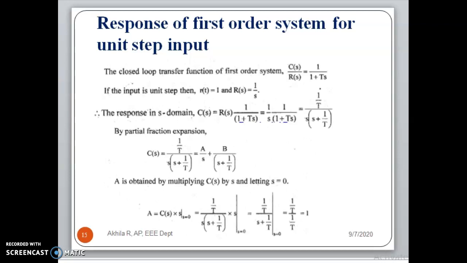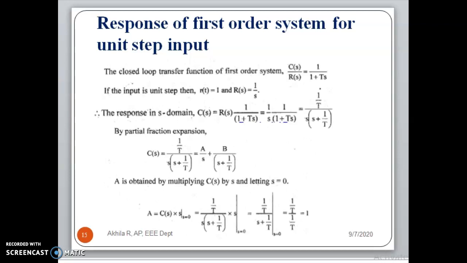This can be rearranged and written as (1/T)/(s(s+1/T)). Now you have already learned the partial fraction expansion in your lower engineering semesters. We are going to solve this to find c(t), the inverse Laplace transform. We need to apply the partial fraction method. So (1/T)/(s(s+1/T)) is written as A/s + B/(s+1/T). As you already know, to obtain A, you need to multiply C(s) by s, and then let s equal 0.